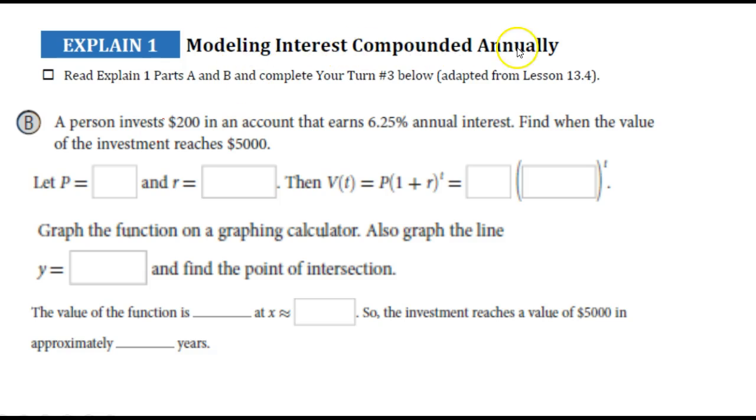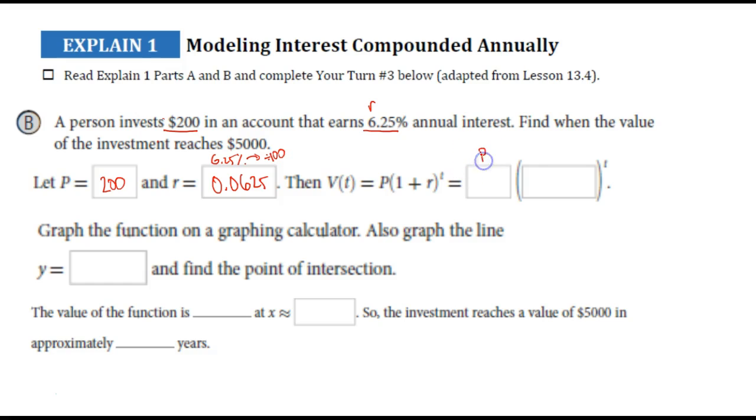Again, modeling interest compounded annually. So here, let's say the person wants to invest about $200, which is a lot less, but their interest rate's a lot more. So again, let's identify our P, which is about $200, and our rate, which is 6.25%. So let's go ahead and change 6.25% to a decimal by dividing by 100. So take some time to calculate that out. And that would be about 0.0625.